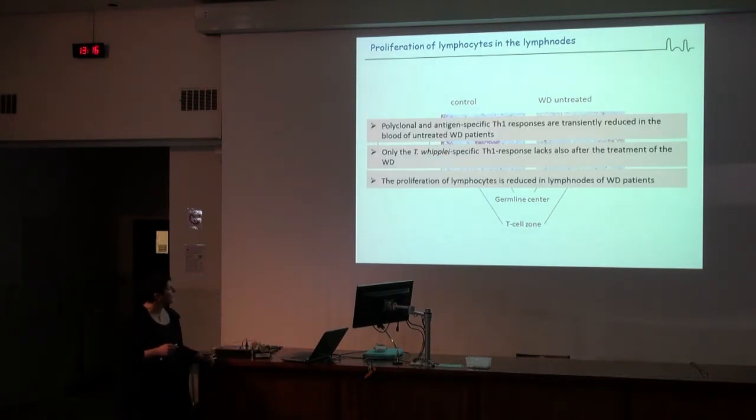So to summarize this data, we see a polyclonal and antigen-specific Th1 activity that is transiently reduced in the untreated Whipple's disease patient, but it restores after treatment.